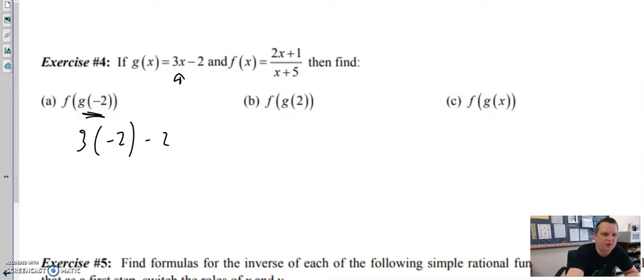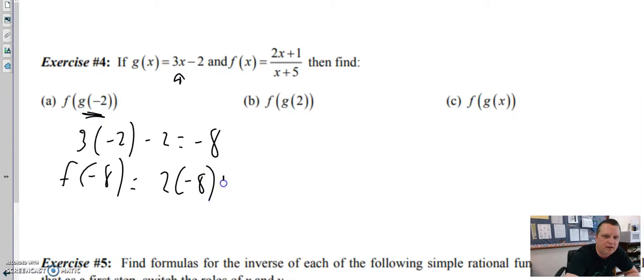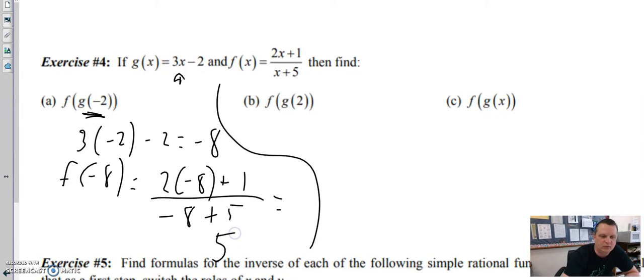All right, it's okay to use your calculator. So you have -6, -2, -8. So then you have f of -8. So then this -8 goes in for the x in f of x. So we have 2 times -8 plus 1 all over -8 plus 5. And again, like I said, perfectly fine to use your calculator. And that will equal 5, because you have -16 plus 1, -15, over -8 plus 5, -3.